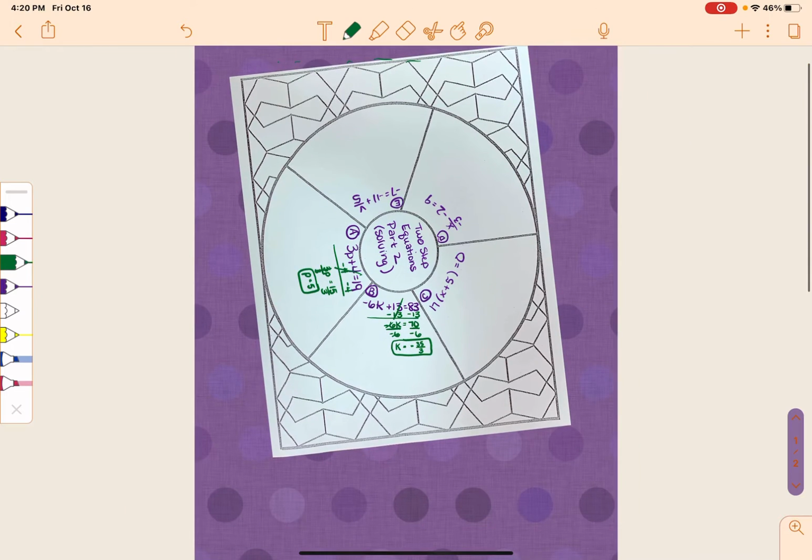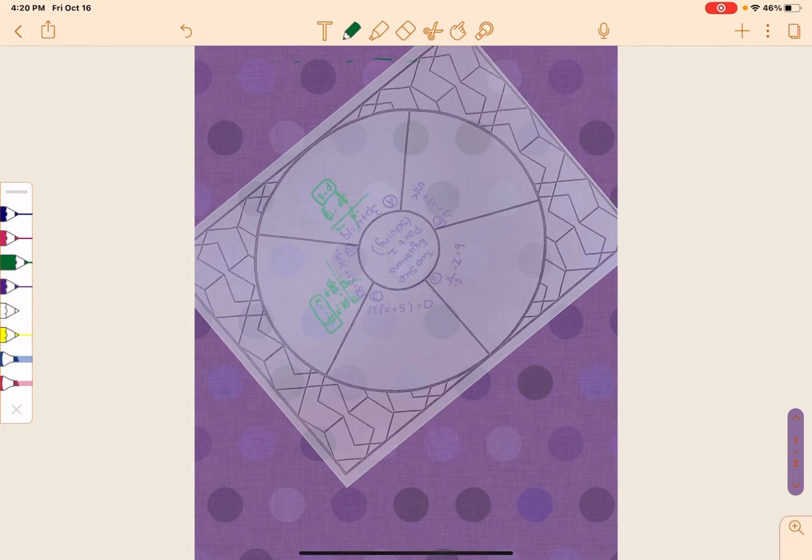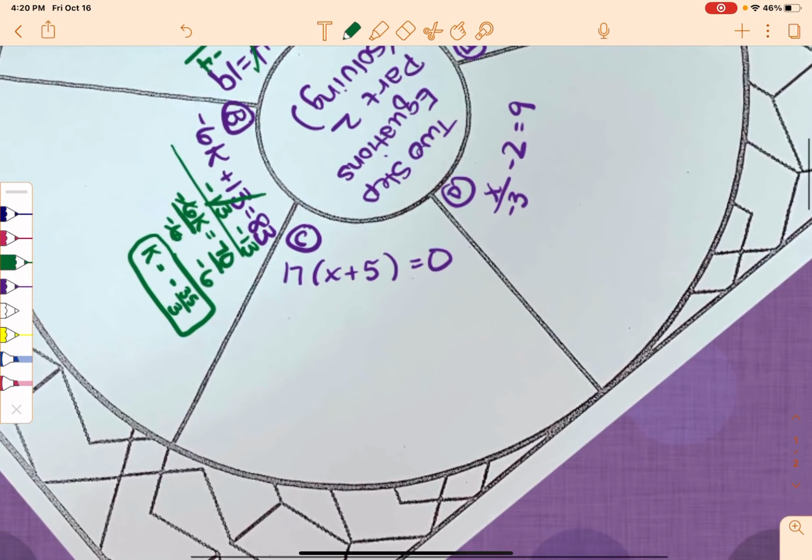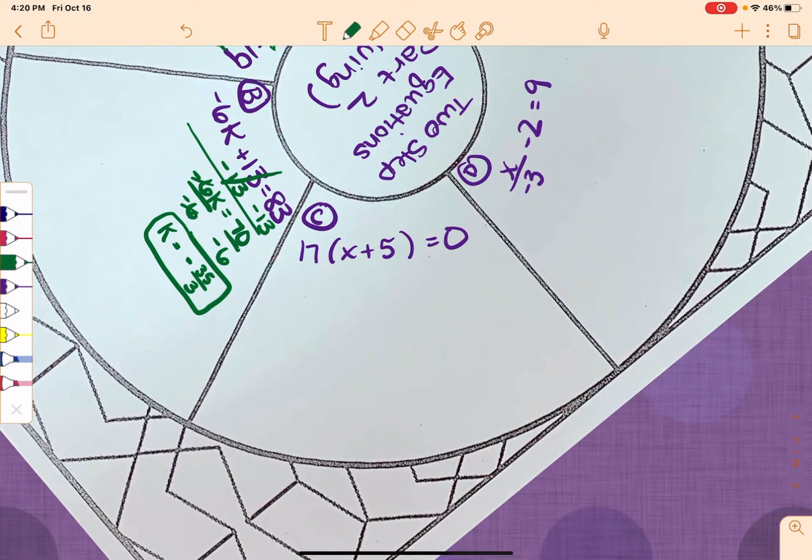Okay, let me turn the paper so I can get the next one. So this one is 17 parentheses x plus 5 equals 0. So the first thing that we're going to do before we can work on this part is to distribute this number. So 17 is going to get distributed to both of those. And remember, when I distribute it, that means it's going to be multiplied. So 17 times x is 17x. And then 17 times positive 5 is positive 85 equals 0.